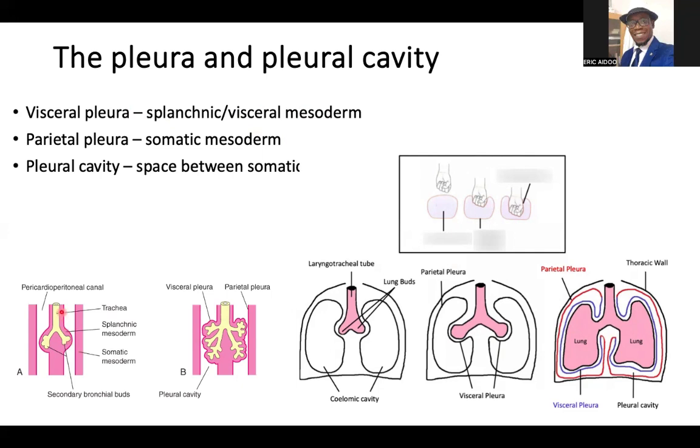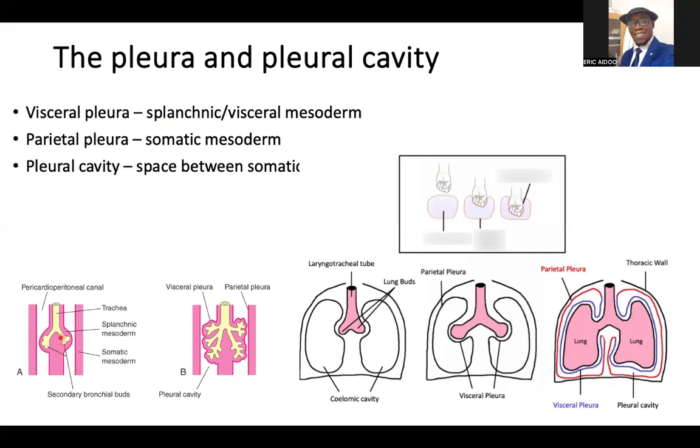So this is the trachea, which came out of the diverticulum of the foregut, and that is the splanchnic mesoderm around it, because that is closer to the yolk sac, and therefore the endoderm. Then that is the somatic mesoderm, which also forms a pleura, but that is going to form the outer pleura, which we call the parietal pleura. So this is what you get. You are going to have the pleural cavity in between the somatic and then the visceral.